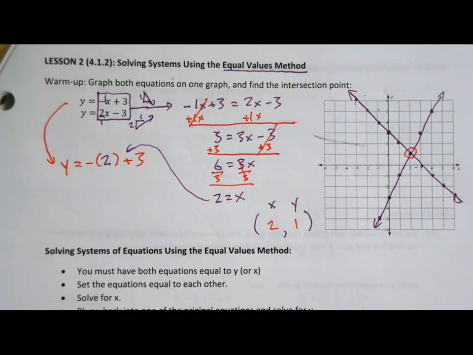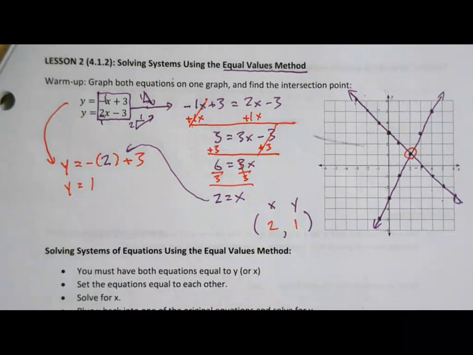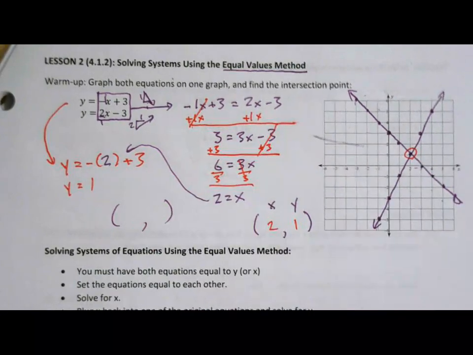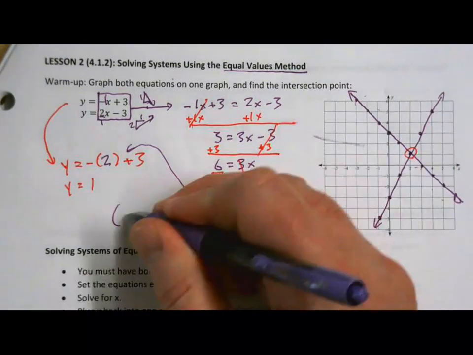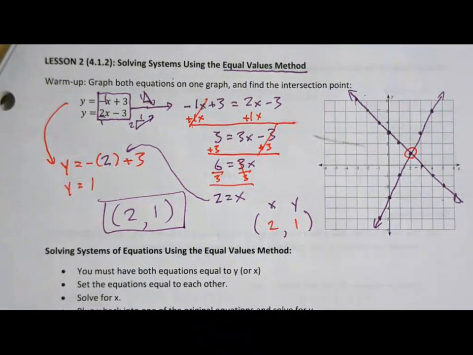And then we'll use that to solve for y. So that's just negative 2 plus 3. What is negative 2 plus 3? 1. All right, we got our x, we got our y, we are now done. We'd write down our final version of our answer, which is x always comes first, then y. And there we go. And that is it.